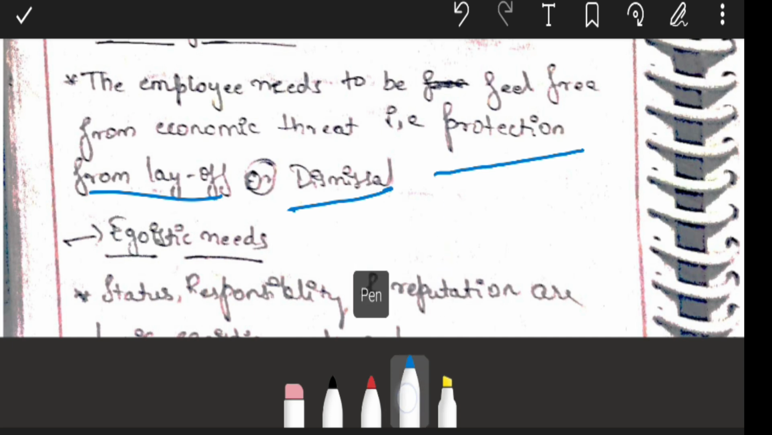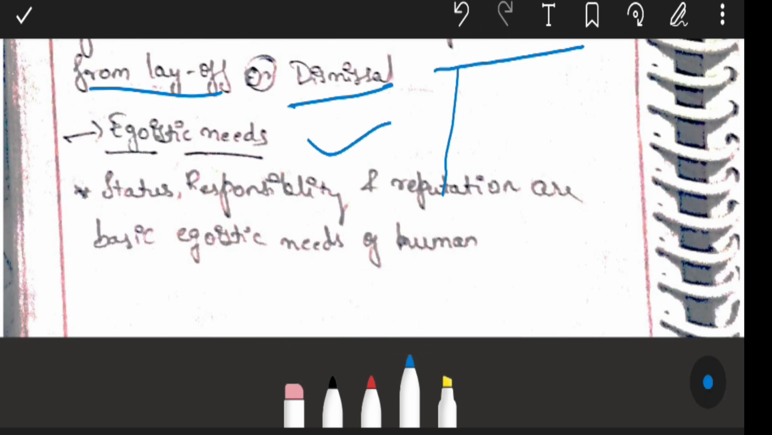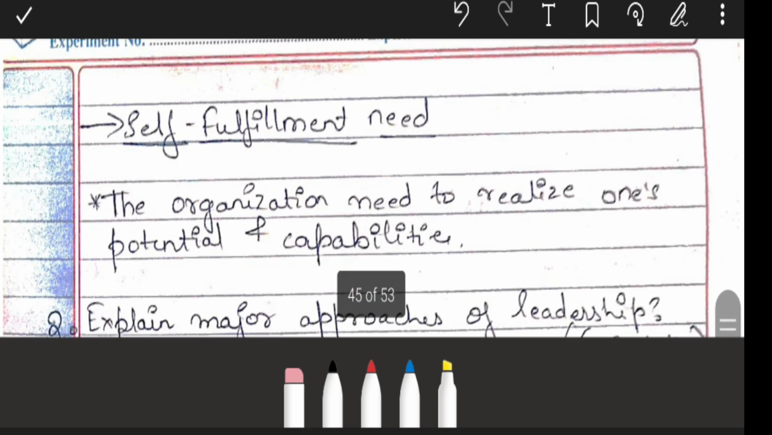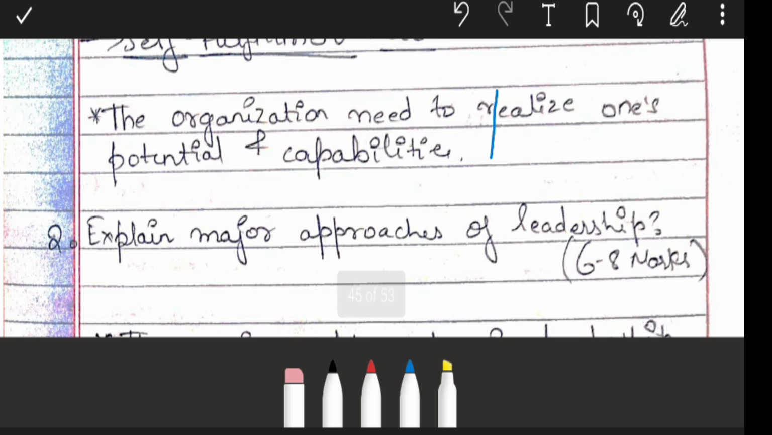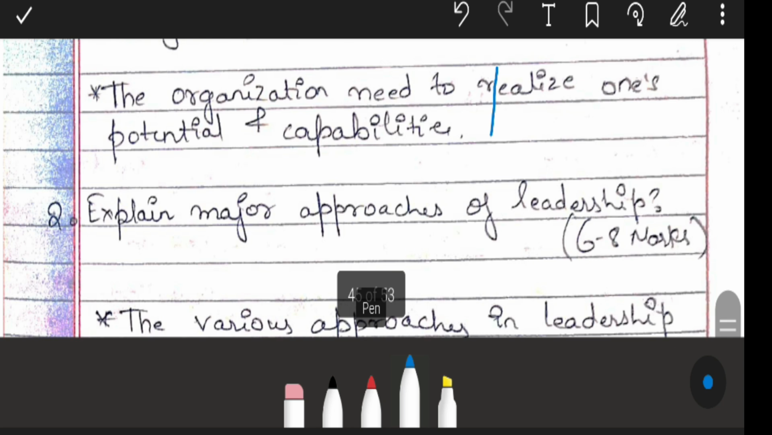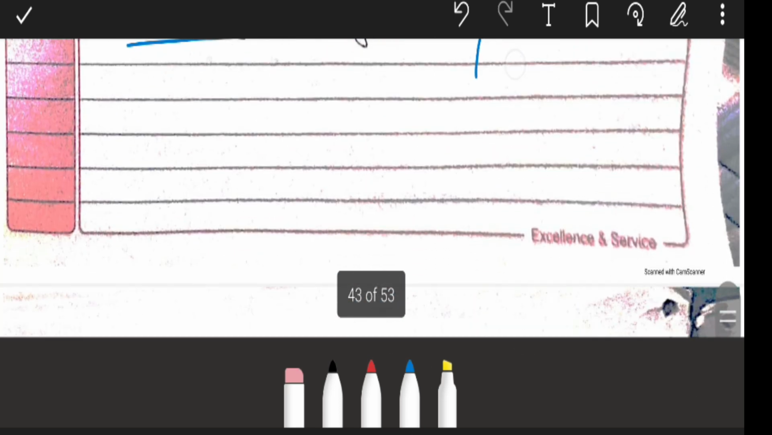This comes under security needs. Egoistic needs. In order to motivate an employee, we have to motivate their ego also. Ego in the sense of status, responsibility, and reputation comes under egoistic needs of humans. Self-actualization. Whenever an employee does good work, the organization needs to realize their potential and capabilities and has to praise them for motivation. So this is Maslow's motivation theory. In this part, this diagram is very important.